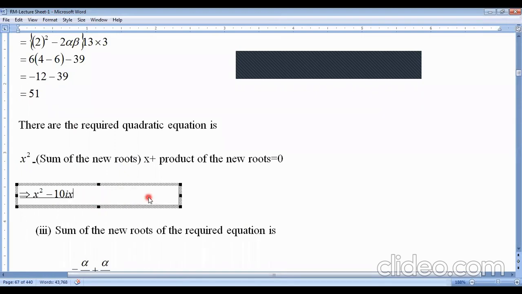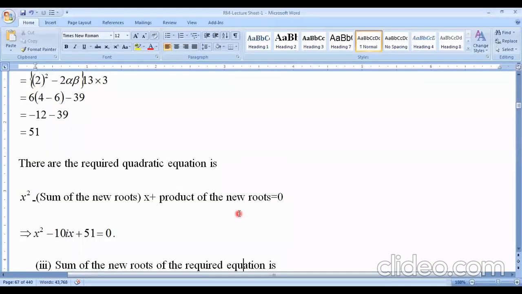Into x plus product of the roots equals 0. This is the actual result.